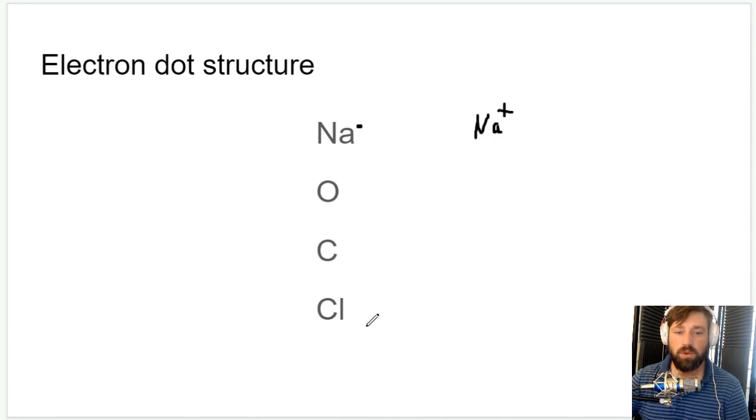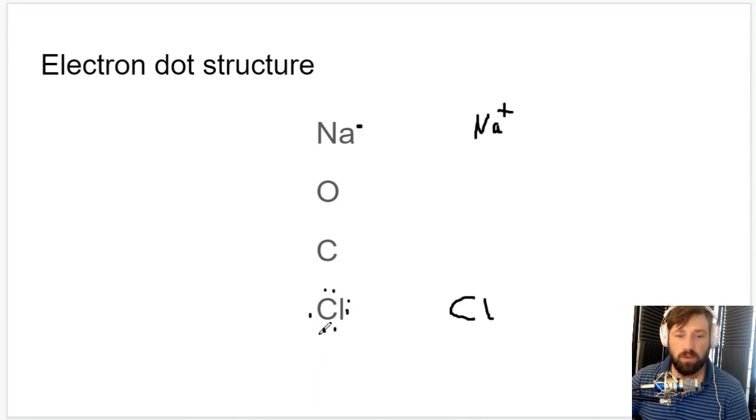Now let's look at chlorine real quick. We'll do the opposite of it. So chlorine by itself is going to have 7 electrons. It's group 17. It's a halogen. So it's going to have 1, 2, 3, 4, 5, 6, 7 electrons around it.